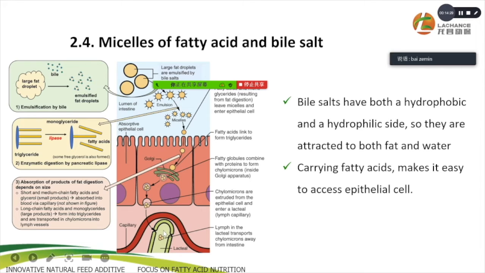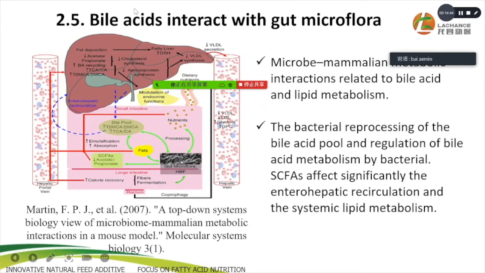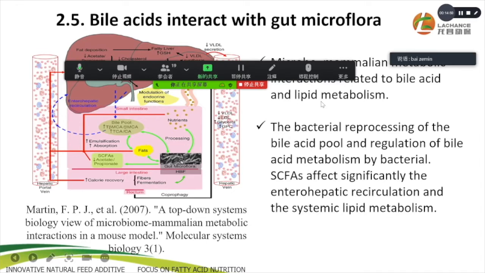Triglyceride is then transported in chylomicrons into lymph vessels and back to the recirculation. Okay, this is for the digestion. And also now we found that bile acid interacts with gut microflora.